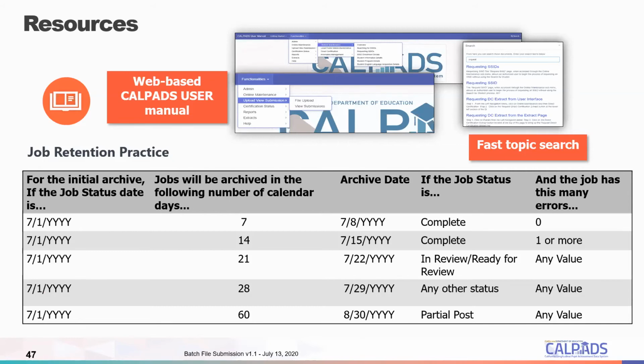Remember, use the resources shown in this training to be as efficient as possible. One such resource is the job retention in the CalPADS user manual. You can understand the retention timeline for your files. When your timeline is over, your access to that record of the submission may be gone.